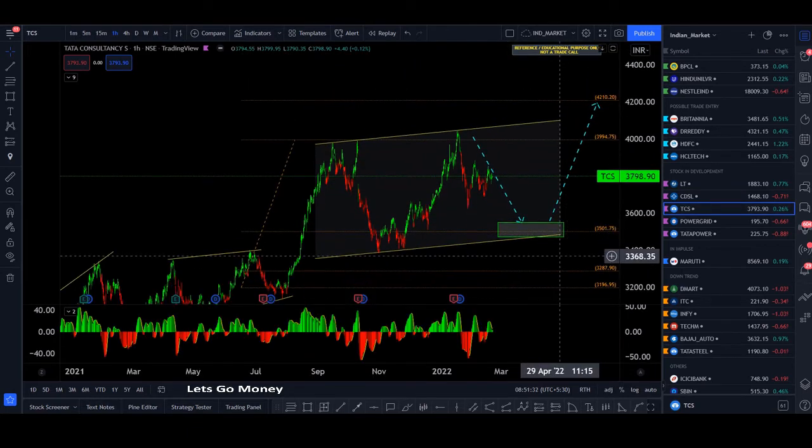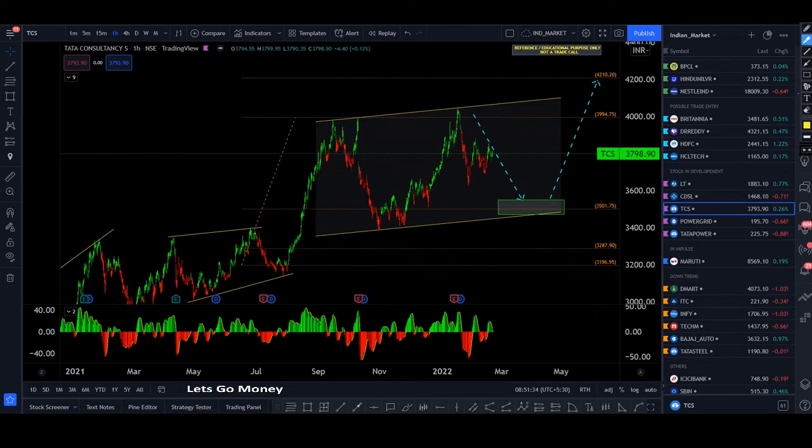TCS again is in C wave right now. From the way we see an impulse followed by correction A, then this is B, and right now this is in C wave to complete this pattern to start the next wave. This is kind of what we expect. We don't know what is going to happen. Let's wait and watch how it develops, and then we'll see if we can enter or wait for a proper setup.